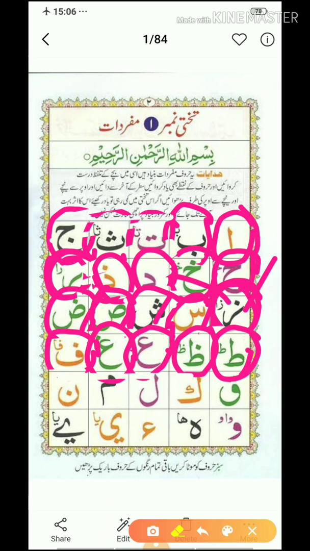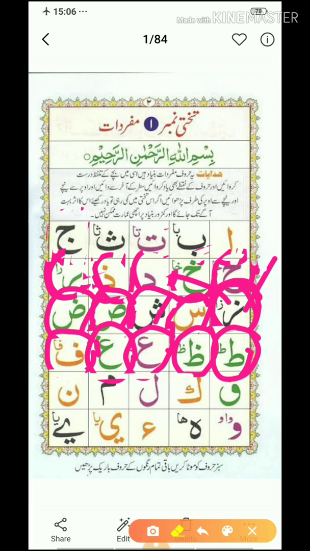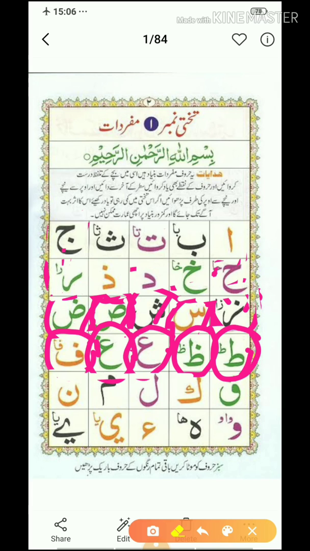Now we will repeat the last line again. Twa, zwa, ain, ghain, fa, twa, zwa, ain, ghain, fa. In order to memorize the sounds, you have to memorize the shape and what sound it makes when there is one dot or no dot. It will help you a lot.